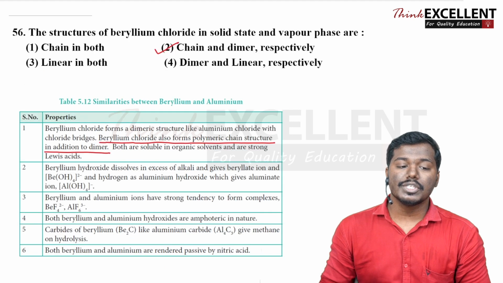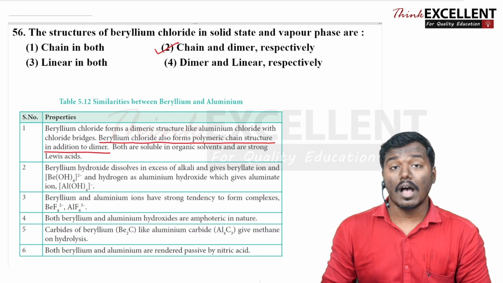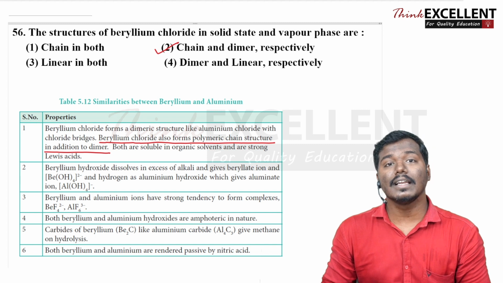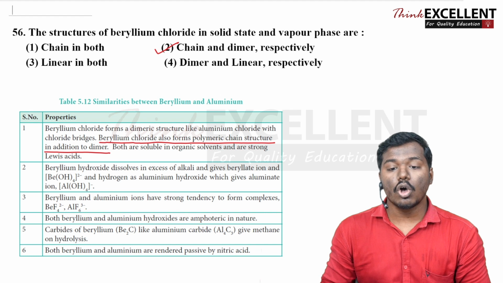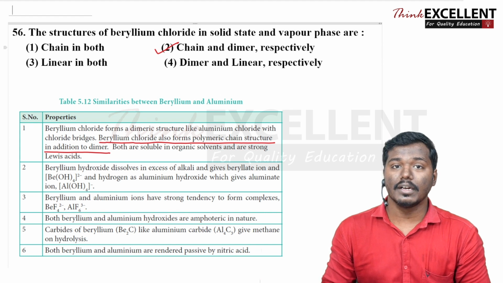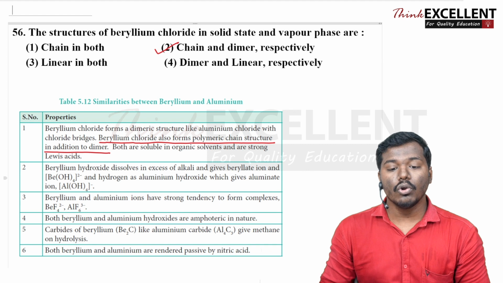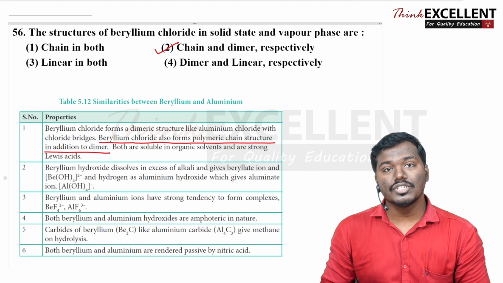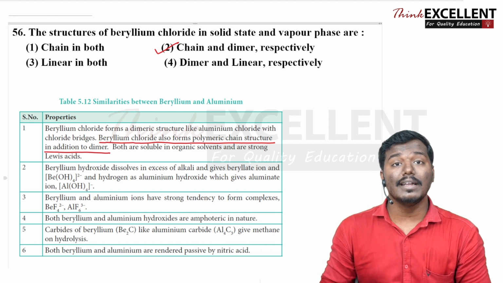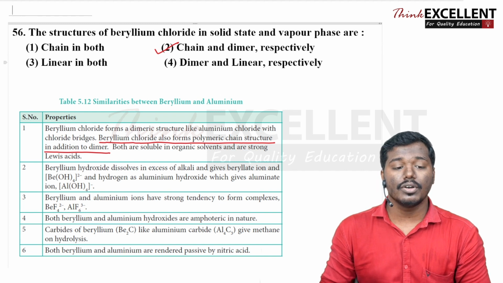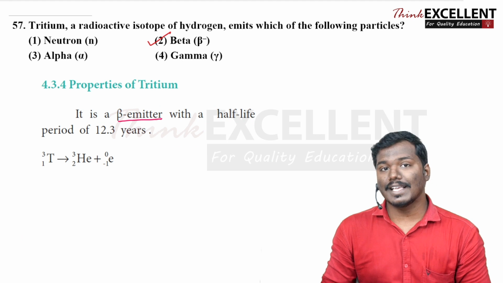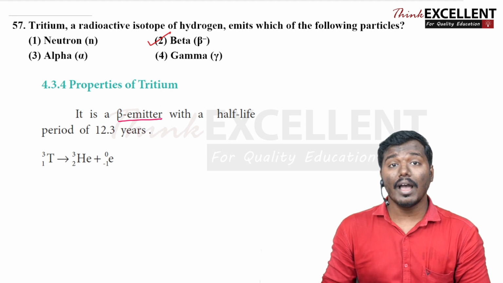Okay, so you take question number 56, you can see that it is asked from the alkali and alkaline earth metals. They have asked about the structures of beryllium chloride in the solid state and vapor phase. We have studied that beryllium chloride has a polymeric chain-like structure as well as a dimer structure. So in the solid state it exhibits the chain structure, and in the vapor phase it exhibits the dimer structure.